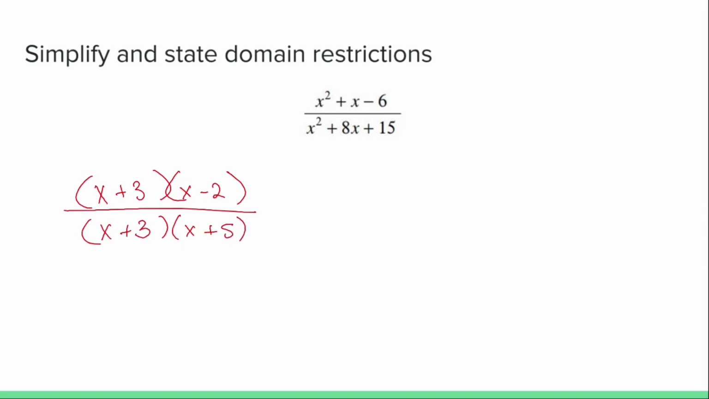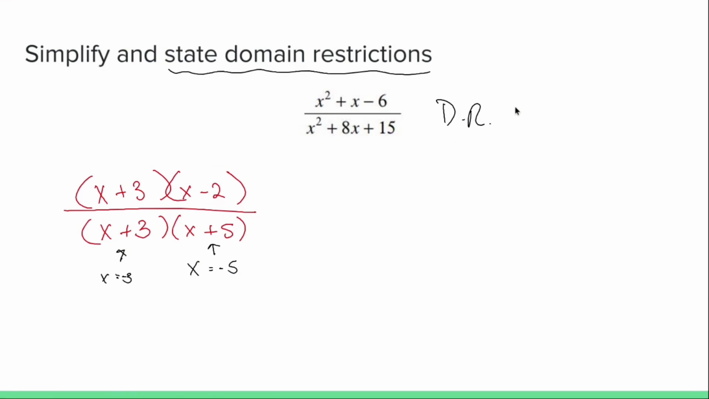Now, simplify means try to get rid of stuff. But before you even consider that, we have to state our domain restrictions. Our domain restrictions are going to be any x value that makes a factor in the denominator equal to 0. I don't care about the numerator. So x equals negative 3 is going to make that factor equal 0. X equals negative 5 is going to make that factor equal to 0. So my domain restrictions are done before I simplify because I am not allowed to plug in either of those numbers into the original equation, even knowing very well that one of these guys is going to cancel out.